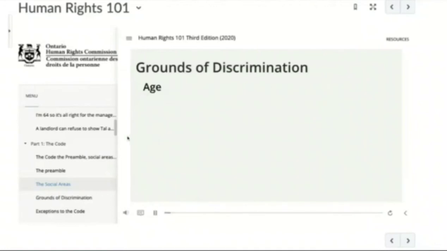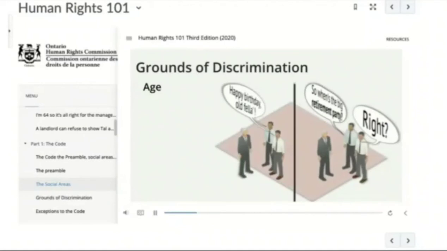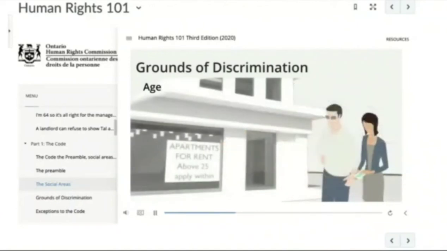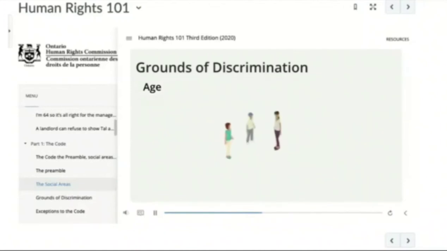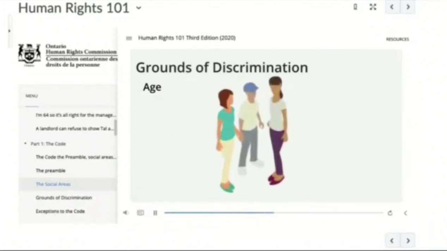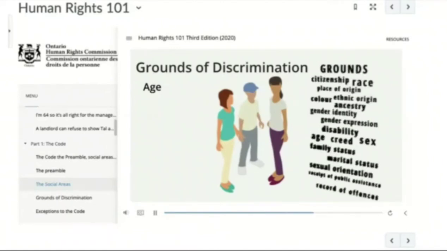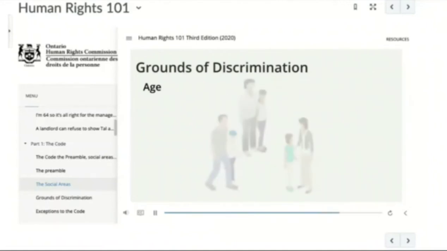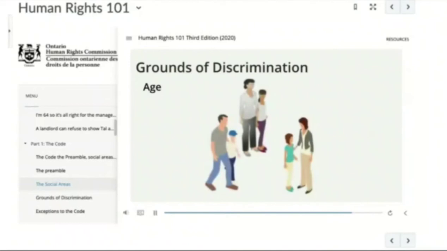Age under the code refers to a person who is 18 years or older. Examples of age discrimination might be someone being forced to retire at age 65, or being denied housing because a landlord is looking for older tenants. People under the age of 18 are protected from discrimination based on other code grounds. For example, a child under age 18 could bring a claim under the code relating to sex, disability, or race. Parents or guardians can file applications on their behalf.